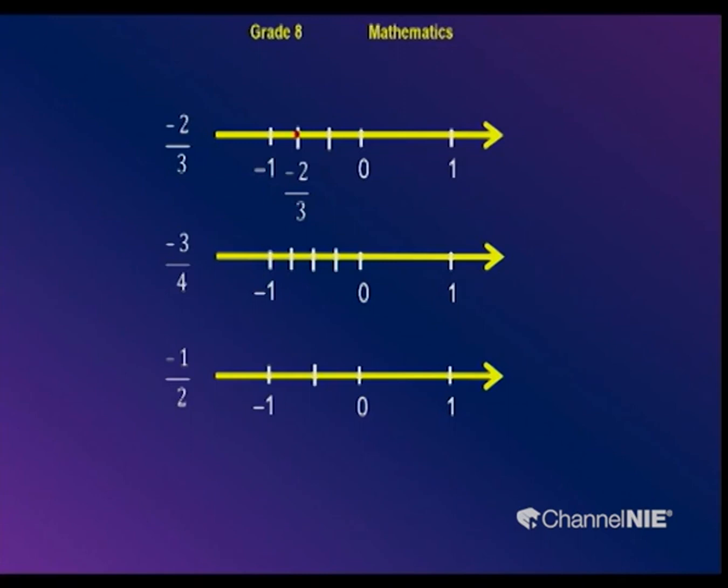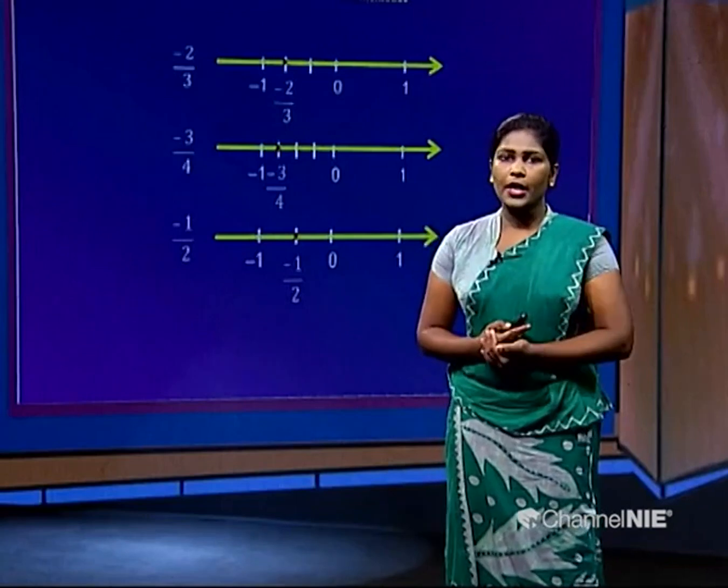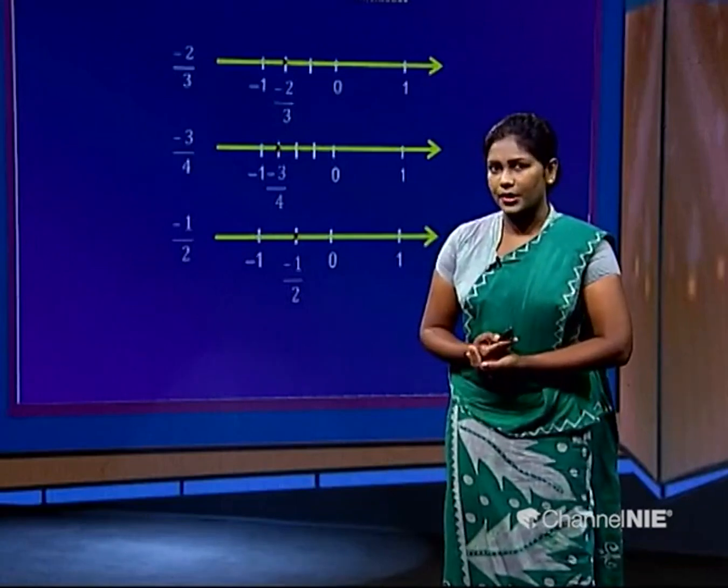In the second one, minus 3 over 4. Here, you have to separate between 0 and minus 1 into 4 parts and take 3 parts from the right side. Then finally, you have to mark minus 1 over 2. This is an easy one because you have to separate into only 2 parts. Then separate into 2 parts and take the middle point. Now you know how to represent negative fractions and also positive fractions.